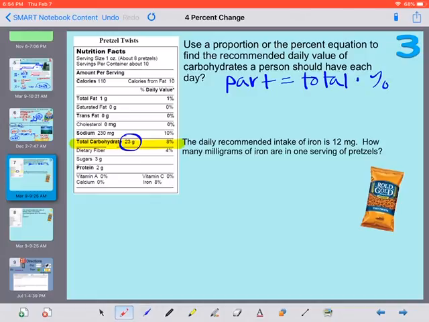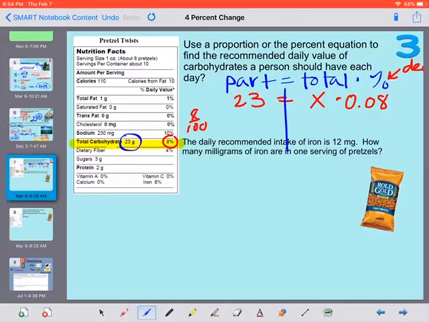So we know the part that we're eating is 23 grams. We don't know the total, but we know we're getting 8%. So remember, this always has to be written as a decimal. So 8% is 8% out of 100%, which would be, oops, not 0.8, that's 80%, 0.08. Be careful. So if we solve this to figure out x, how much total a person should get in a day, the opposite of multiplying is divide.